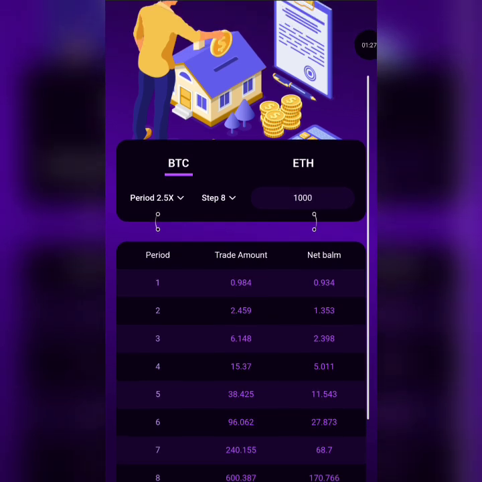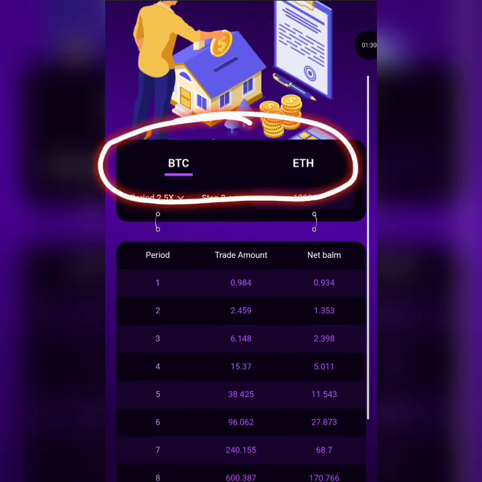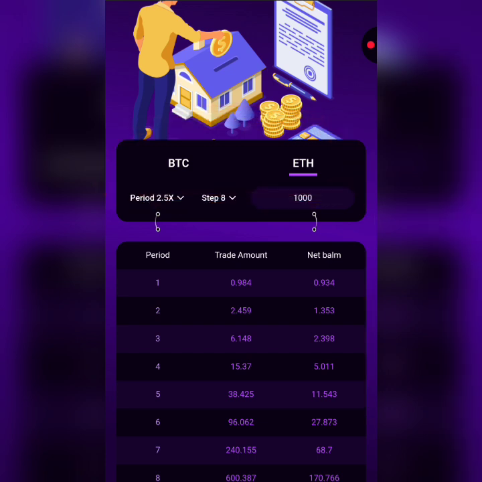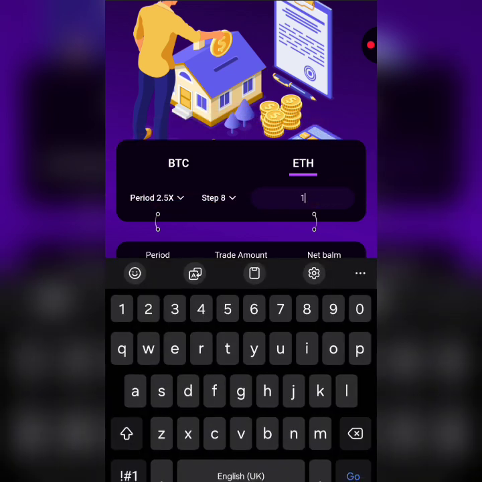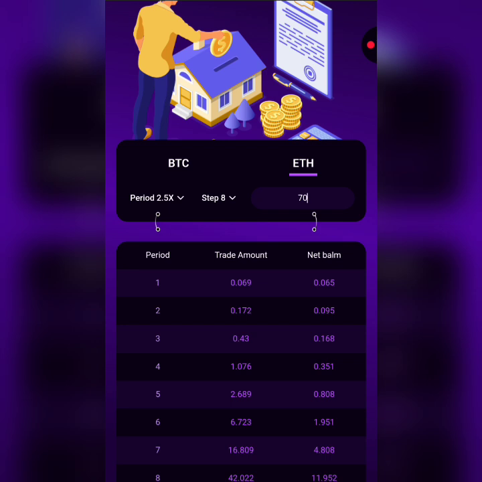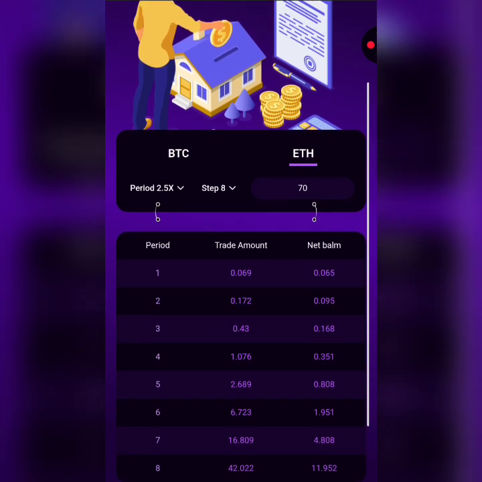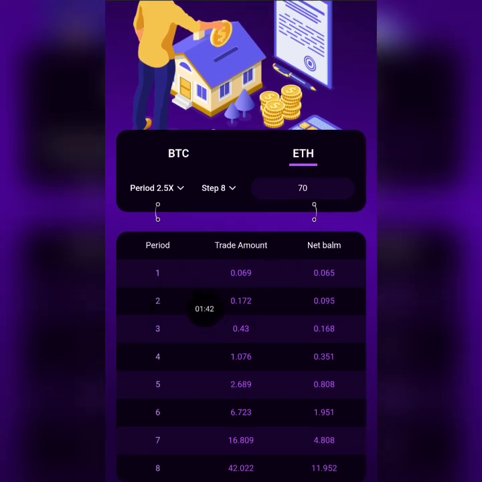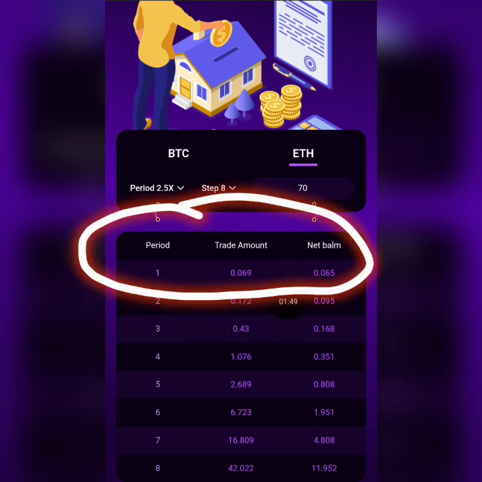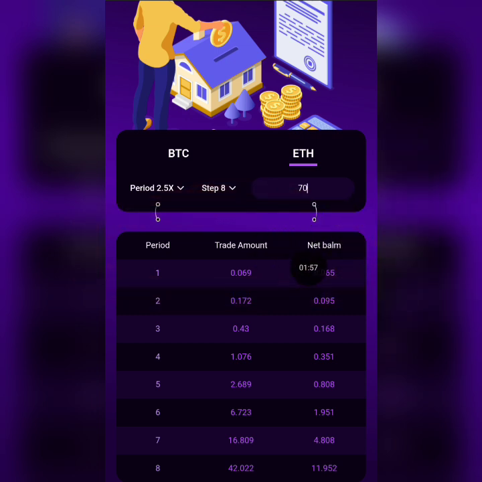When you come here, you select either the ETH or the BTC section, the one you're trading, then you put in your amount, your capital, right here. Let's say I'm putting in my 70 USDT here. It will calculate it for you this way, and then you get to see your trade amount. This is the amount I will start my trade with, and this is the net profit I'll be making. The net profit might be small, but that's because you are trying to reduce your risk while earning right here on buy trading.